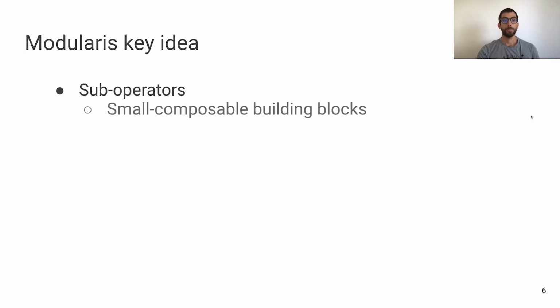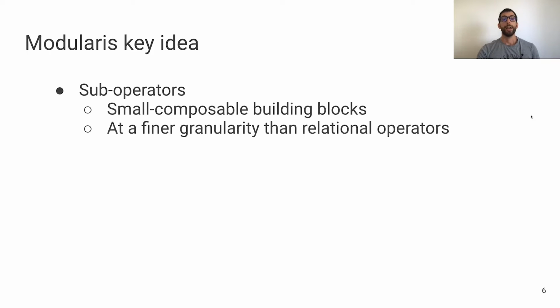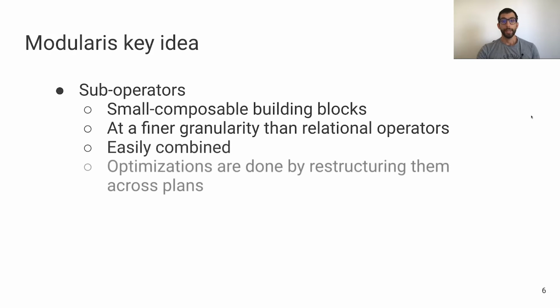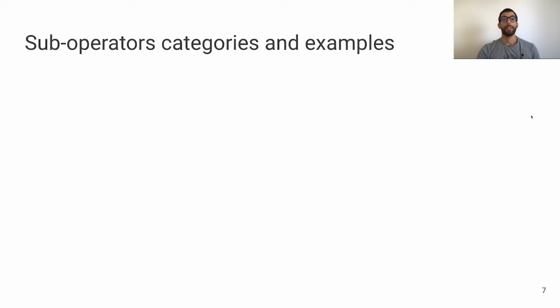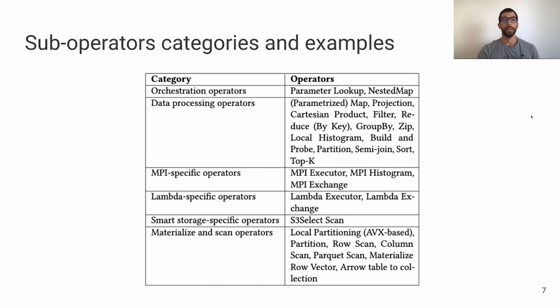The key idea behind Modularis are the building blocks that we call sub-operators. Sub-operators are small composable building blocks. They are more granular than typical relational operators in their majority. For example, a partitioning hash join consists of many sub-operators in Modularis. They are also easily combined and hardware agnostic in their majority. Optimizations are mainly done by restructuring them across plans. They exchange tuples between them and the data exchange is based on the Volcano model. A tuple can be an atomic item or a nested collection of tuples. Sub-operators are divided in 5 major categories. We present the categories and examples of sub-operators in the table above.